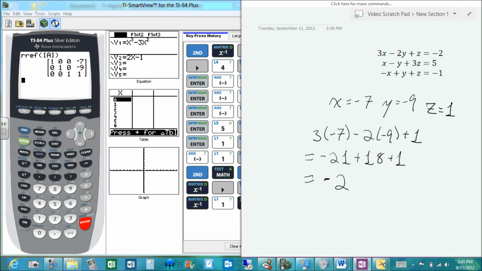Now this one had a unique solution. If it doesn't have a unique solution, it looks a bit different than that, and I'll show you that in a separate video. So for now, that's it.